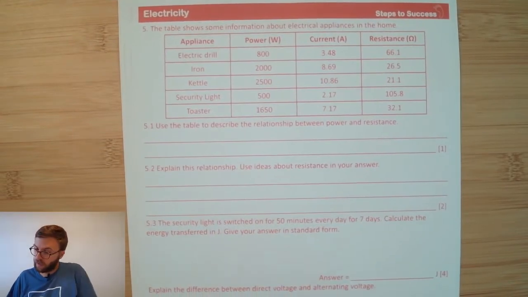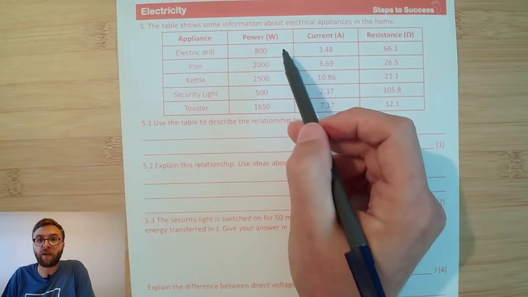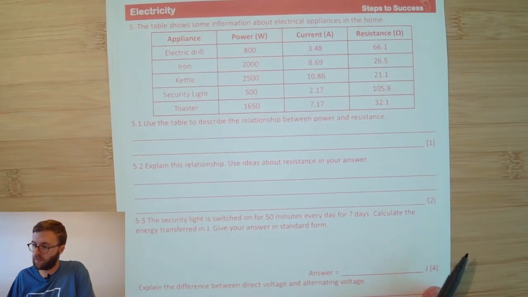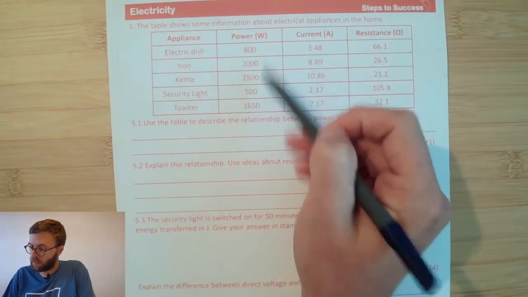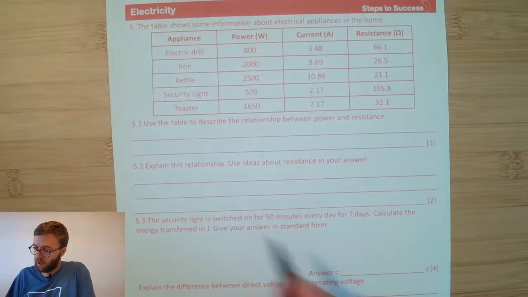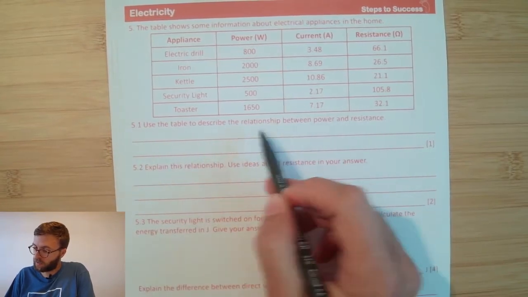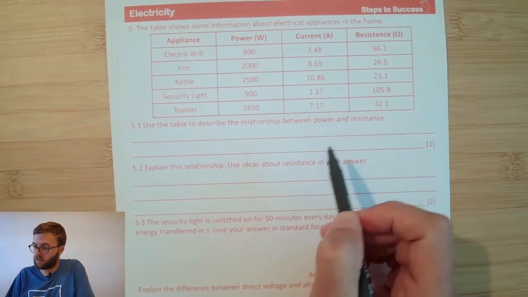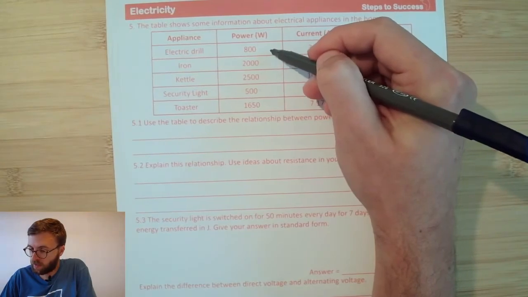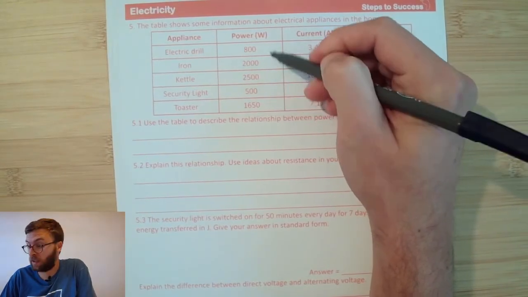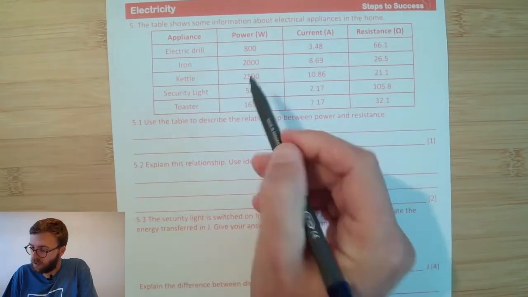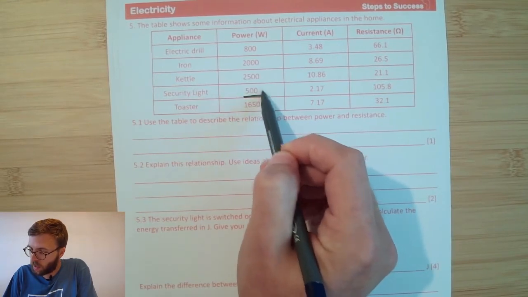Okay, question 5. The table shows some information about electrical appliances in the home. Here you can see the appliances, the power, current and resistance. We need to use the table to describe the relationship between power and resistance. So here you can see that the power values aren't in any order, so we need to be looking. Let's take our extreme examples. Let's take our lowest power here.